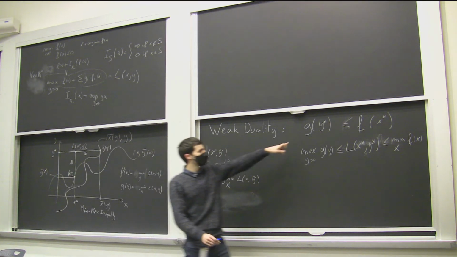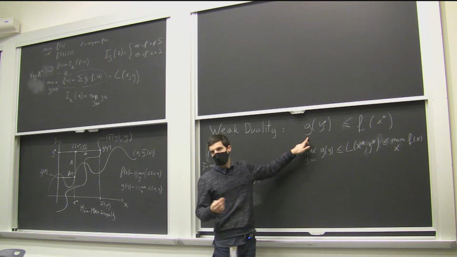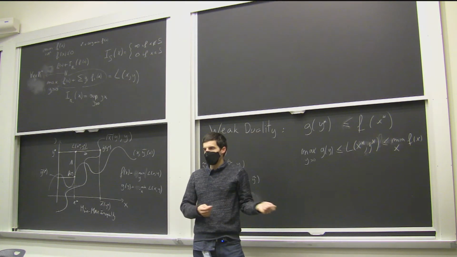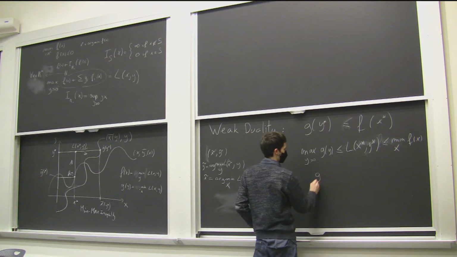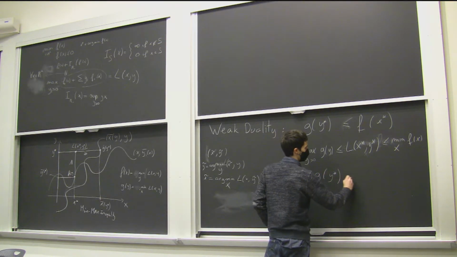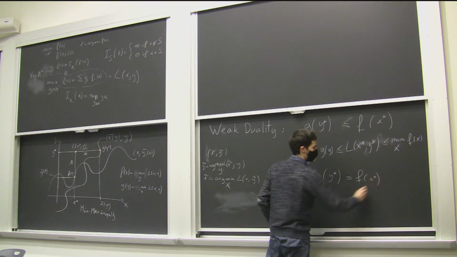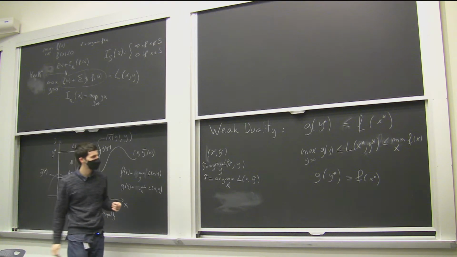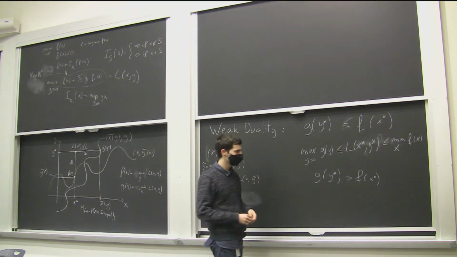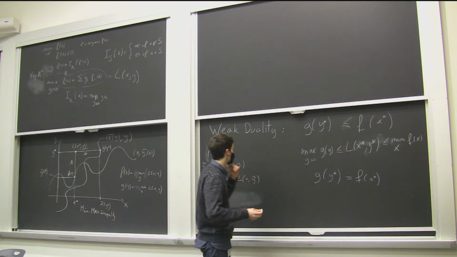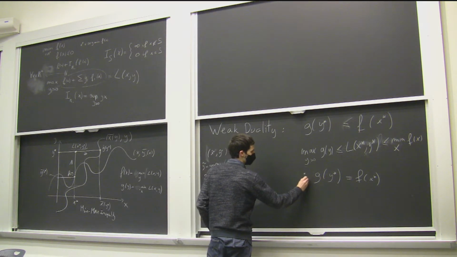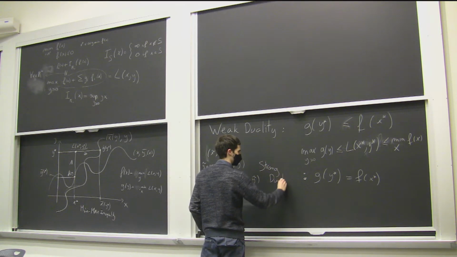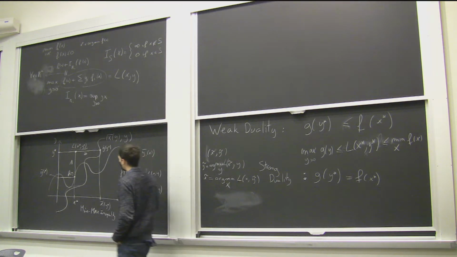And so G was the payoff when player 2 plays first, and this was the payoff when player 1 plays first. When there is no advantage of playing first or playing second, this is when G of y is equal to f of x. So in that situation, playing first or second doesn't matter. And when you have this, this is called strong duality. And in that case, you have equality here and here.